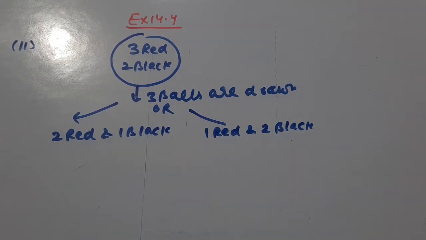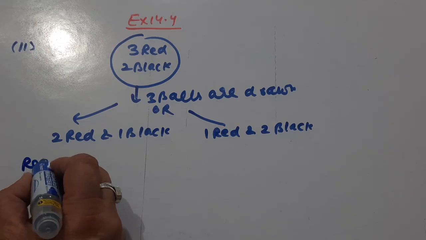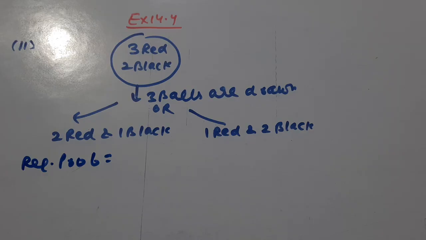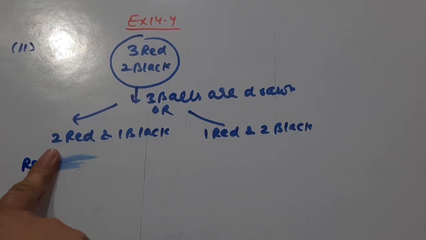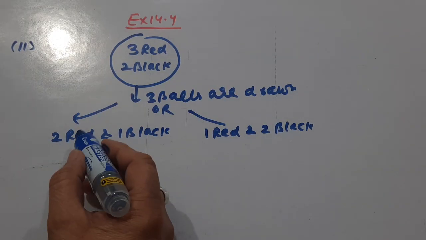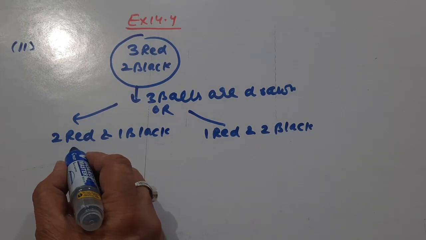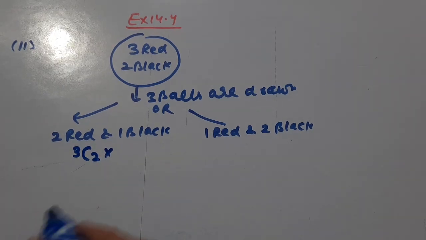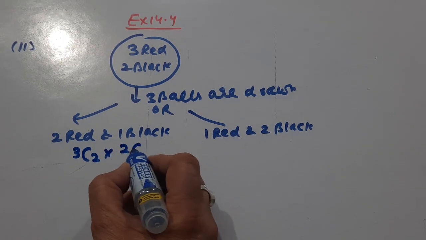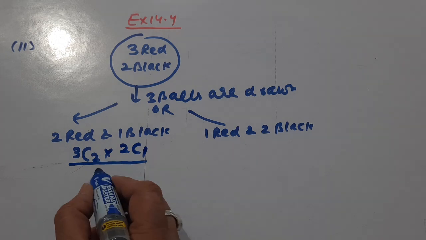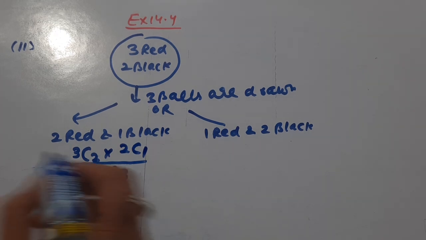Now students, let us do this question. So required probability is equal to, or we can write, first let us find out 2 red and 1 black ball. Now 2 red balls out of 3 can be drawn in 3C2 ways, and 1 black ball out of 2 black balls can be drawn in 2C1 ways, and total balls are 5, and 3 balls can be drawn out of 5 in 5C3 ways.